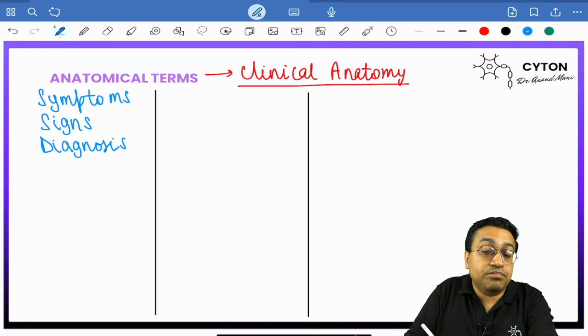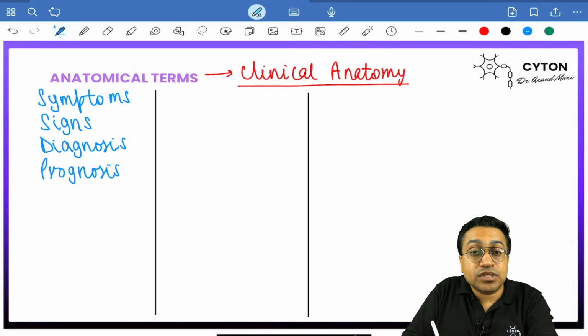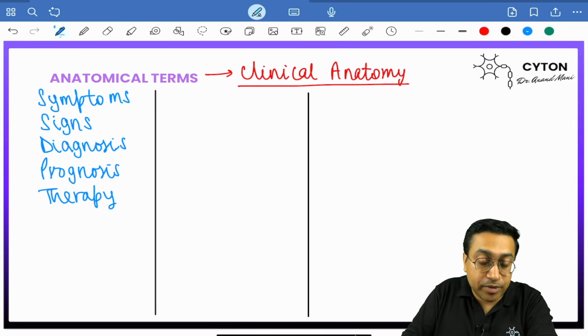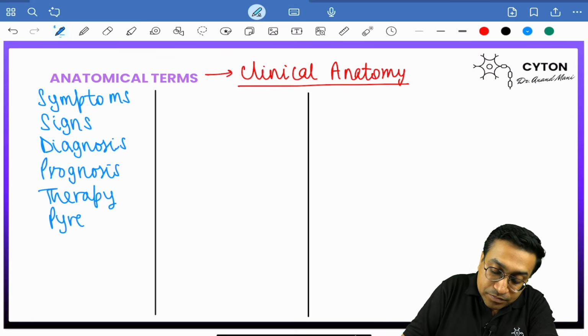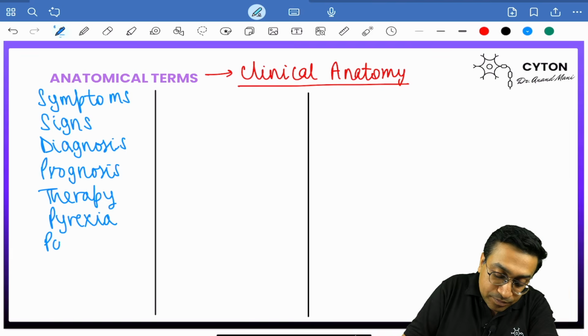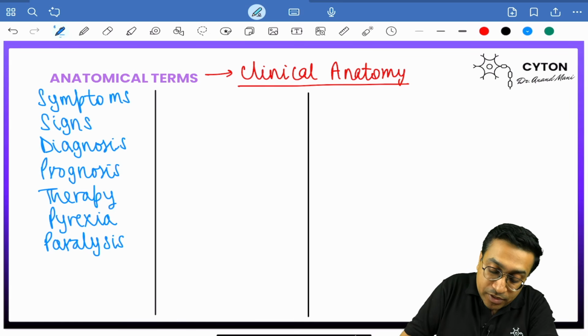Then prognosis. Prognosis is forecasting the probable course or outcome of the disease. Therapy, that is mode of treatment. Pyrexia, that is fever. Paralysis, that is loss of voluntary movements of the body parts.